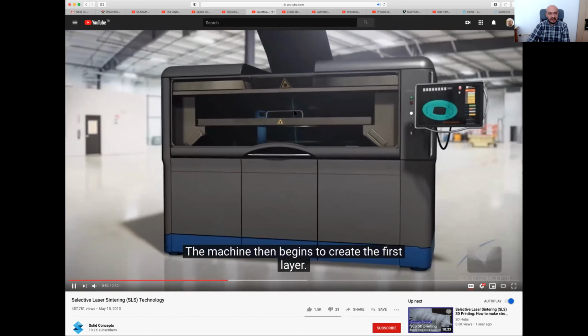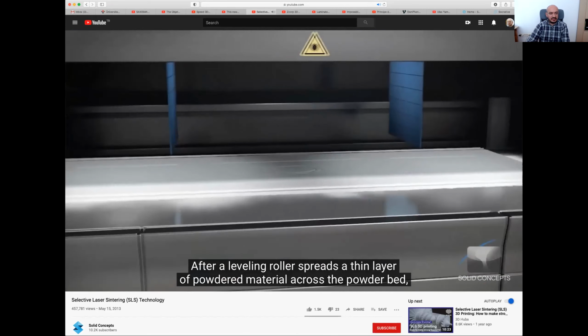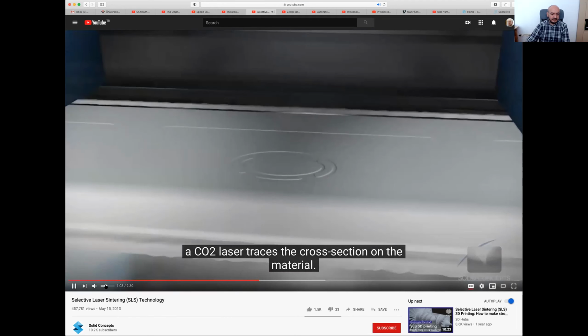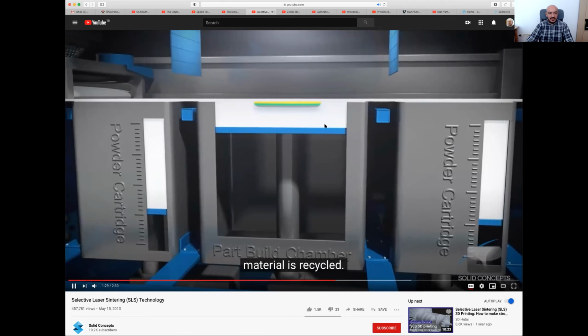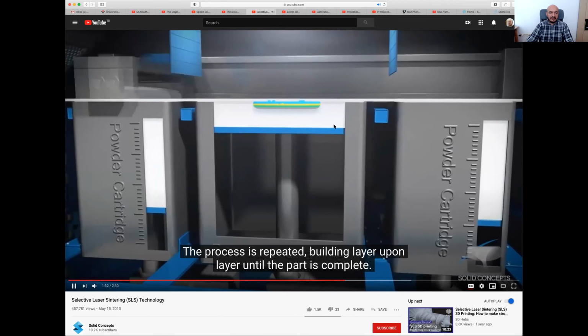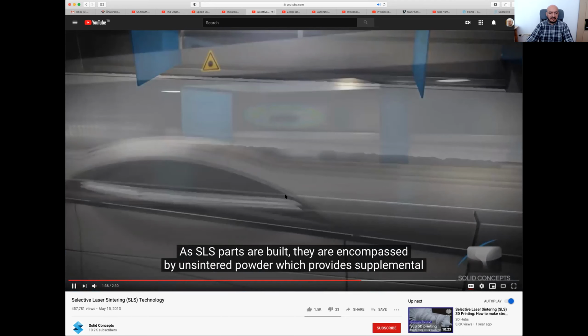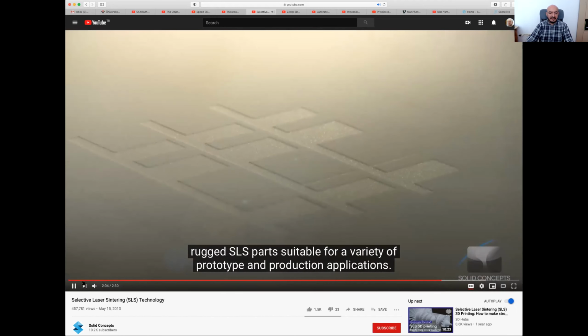You can see the laser here, how it is sintering the powders, not curing this time. CO2 laser traces the cross-section on the material. As the material is heated... So let me skip some of these. Fundamentally, they have a build chamber. This is their bath. They have powders. They spread the powder at each layer and then join these powders together. So that's why this is a discrete particle system, and they use a single channel, single laser.